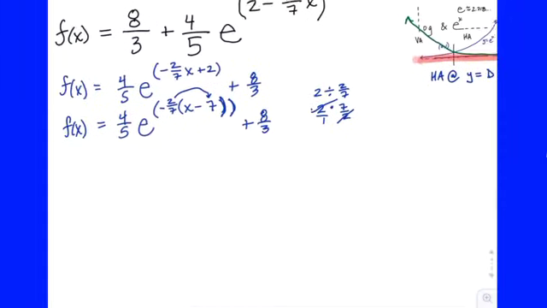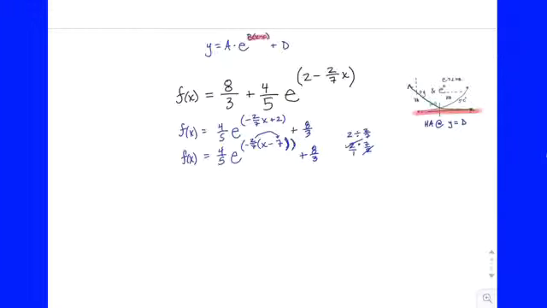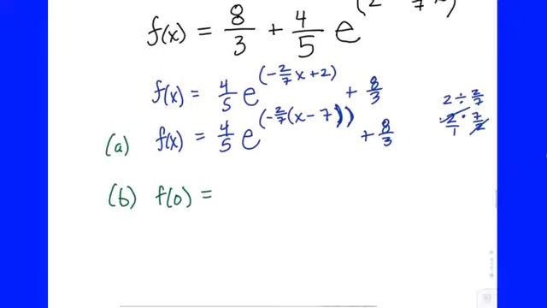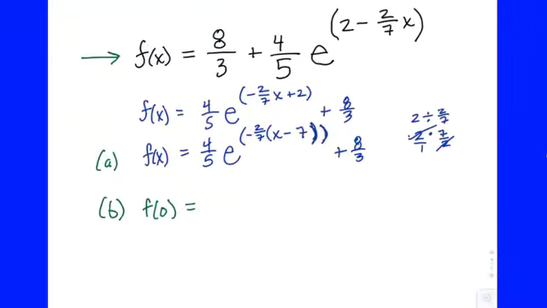So I think I need to go in order here. B, find the simplified exact y-intercept. So this takes care of A. That's standard transformation form. I have you find the y-intercept first just to help you with your sketching. So remember, you're communicating that tomorrow on the test by doing f of 0. It's probably easier to plug it into the original version. Again, the standard transformation form would work, but it's best suited for graphing purposes.